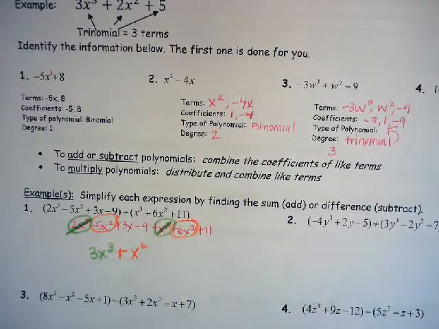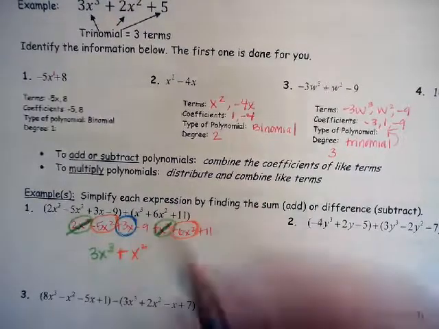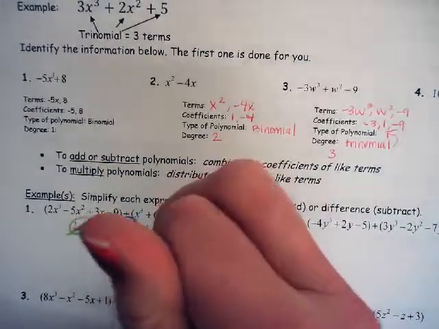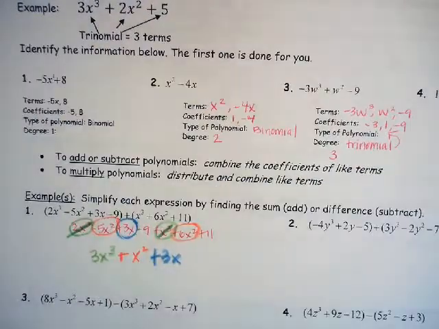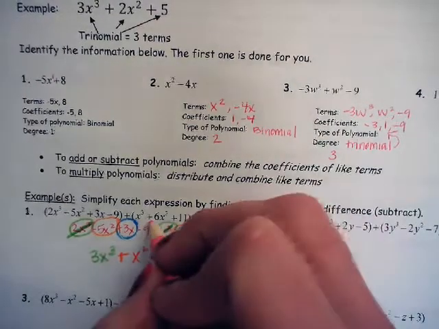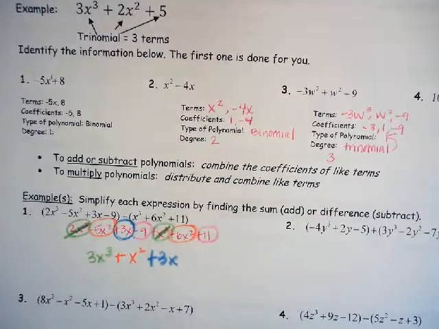Okay, x terms. See that one in this color. I have a positive 3x, and that's it. So I don't combine it with anything. I just put plus 3x right here. And then the very last one, I have my two constants. We'll do those in pink. So I have a negative 9 and a positive 11.